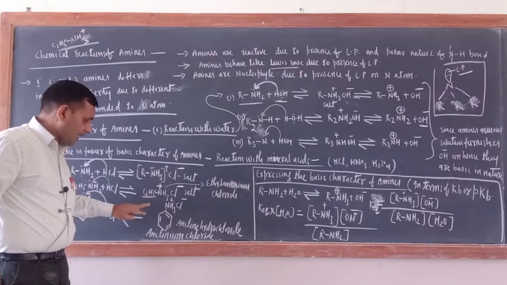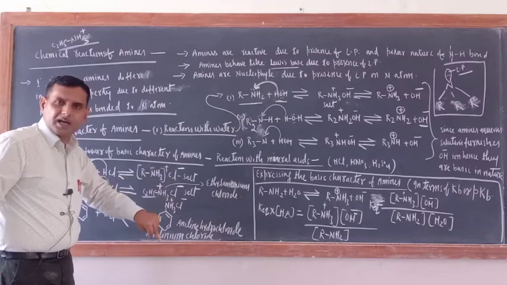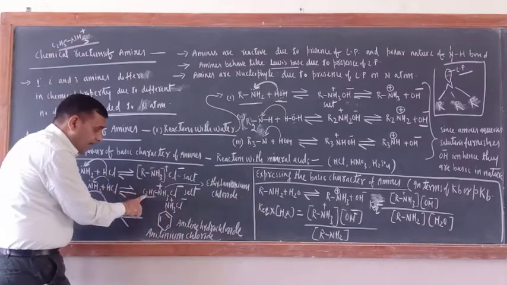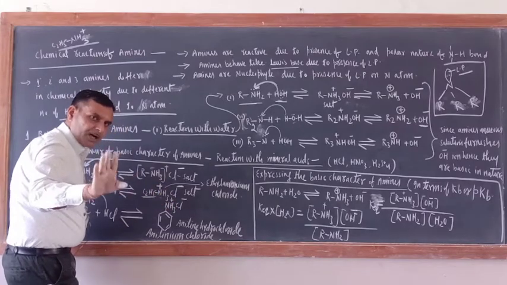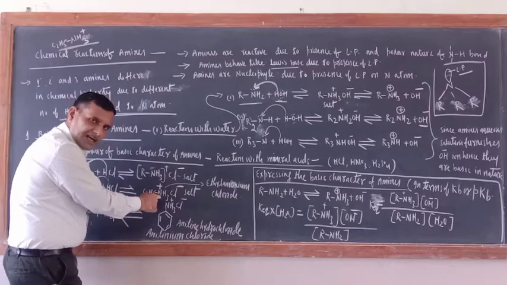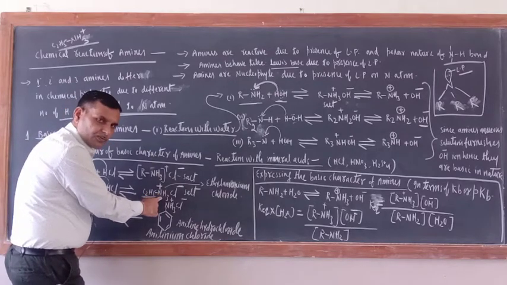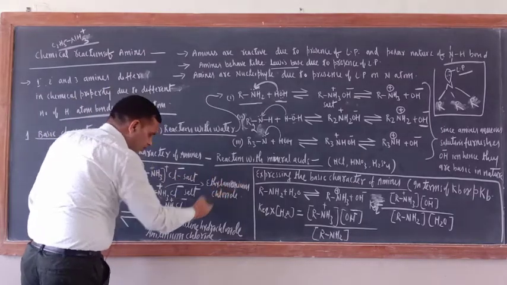Otherwise you can write ethyl amine hydrochloride also. Then you will get ethyl amine hydrochloride. Both meanings are the same. Hydrochloride means you have not included H in NH3 or in NH2. But this is the better name, ethyl ammonium chloride.